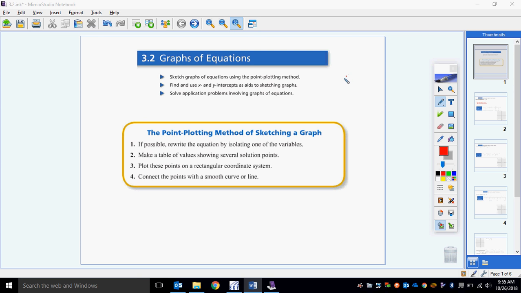This is 3.2 graphs of equations. We're going to be sketching graphs using the point plotting method and finding x and y intercepts and using them to help us sketch.